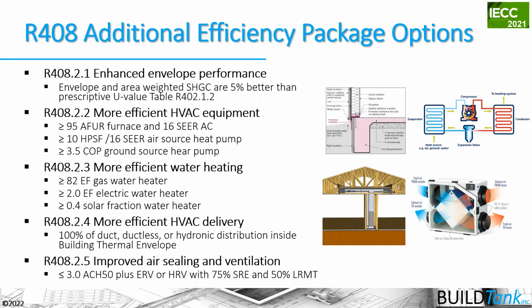So with your prescriptive compliance, you have to do one of these things, and you have to demonstrate that you've actually done that when you're submitting for your plan review and your building permit, and also at the end of the process. You might be asked to demonstrate that, specifically like with the air sealing and ventilation one, you have to be tighter than 3.0 air changes per hour at 50 pascals, for example, and/or use an ERV or HRV. So you might have to demonstrate that and turn in some documentation for that.